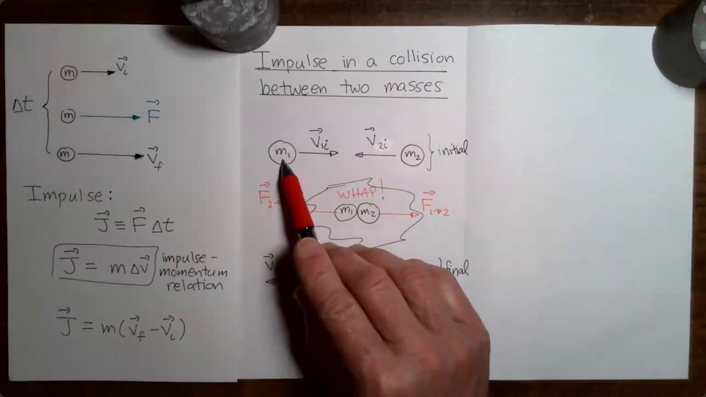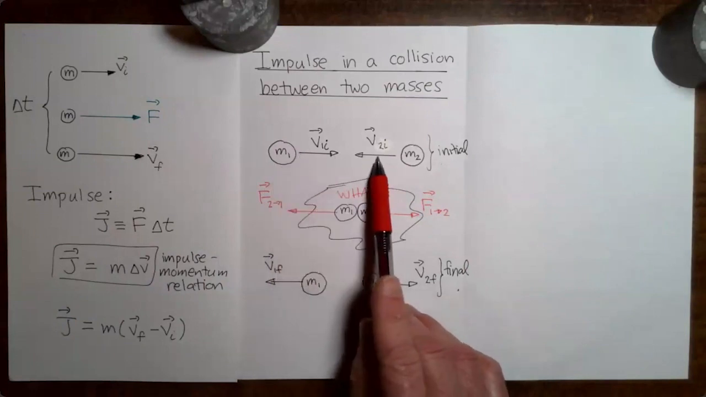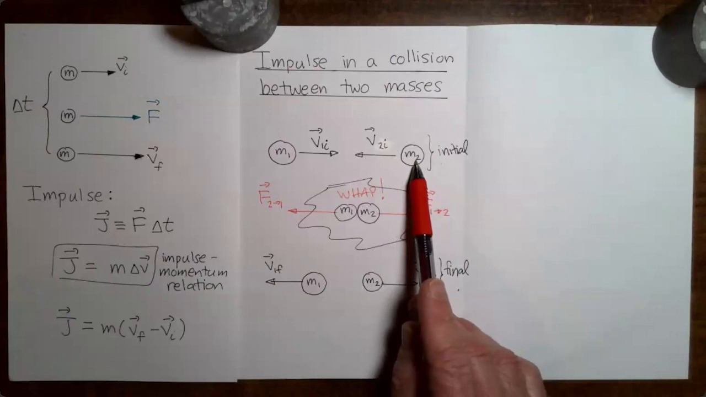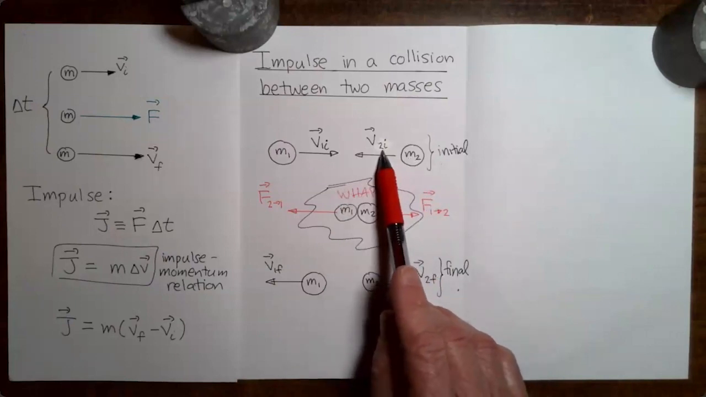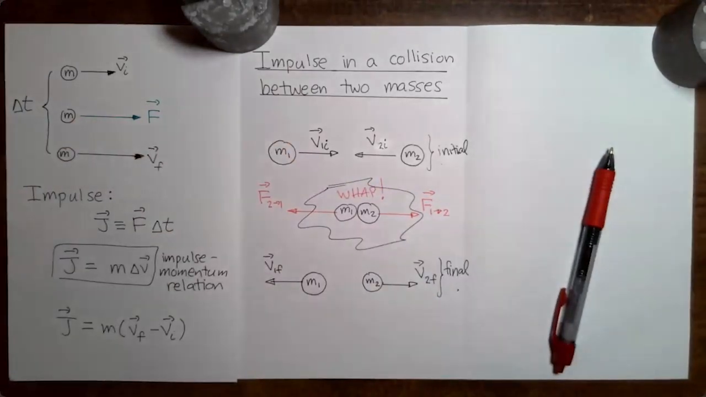We have here mass 1 and here mass 2. Mass 1 is moving to the right with a velocity v1 initial. Mass 2 is moving to the left with a velocity v2 initial. Since the masses are moving towards each other, we know that at some point there's going to be a collision.